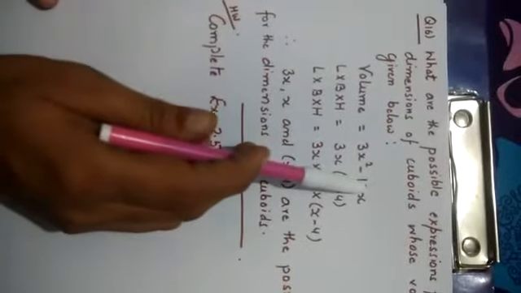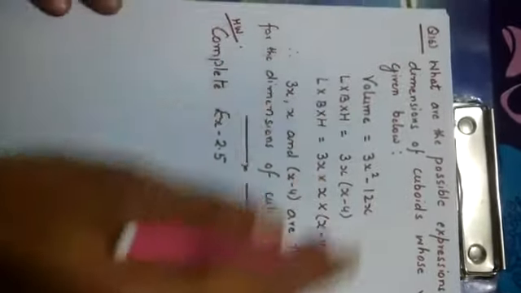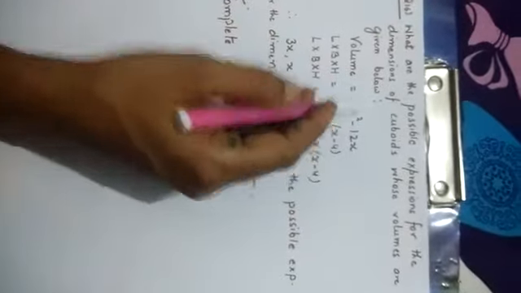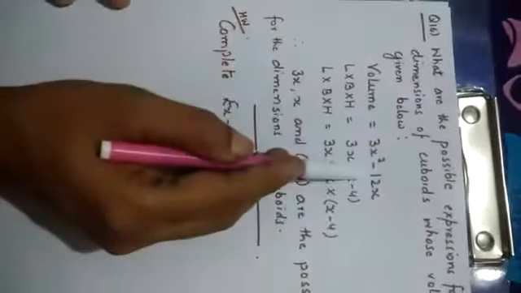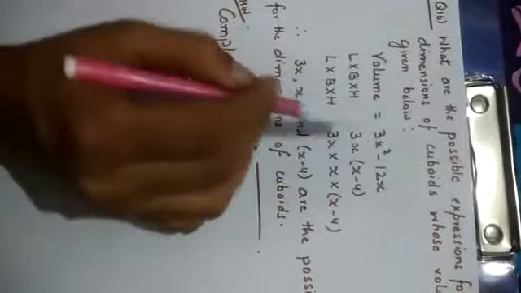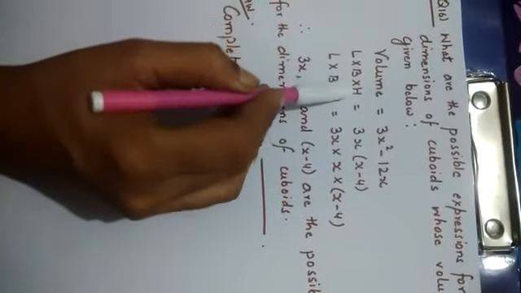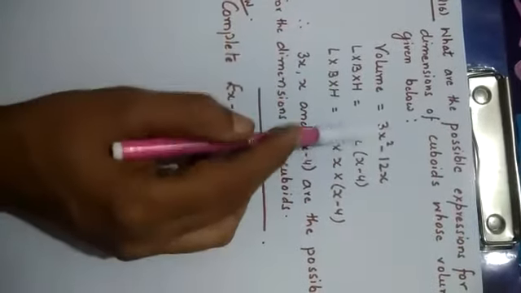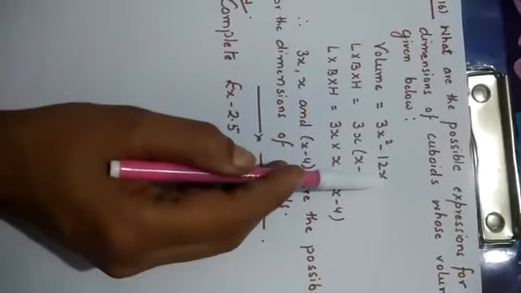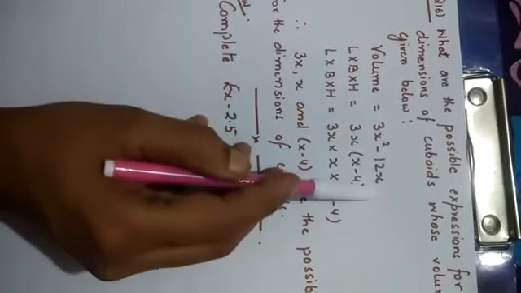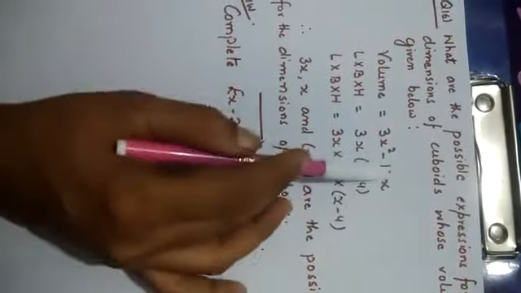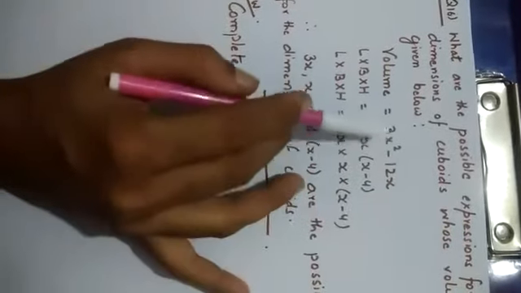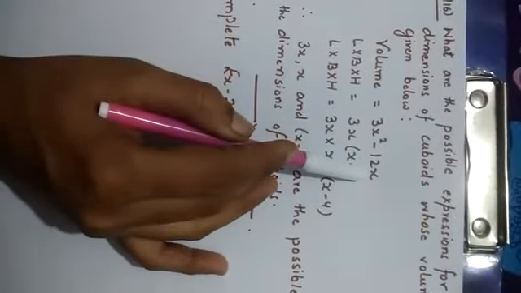Now children, this is the last question of the exercise. Question number 16. What are the possible expressions for dimensions of cuboid whose volume is given? Now volume is given here. 3-dimensional figure. Cuboid. Length, breadth, height. So what I will do, these are the two values in an expression. It's a binomial. So we cannot split the middle term. What we will do, we will try to take something common.